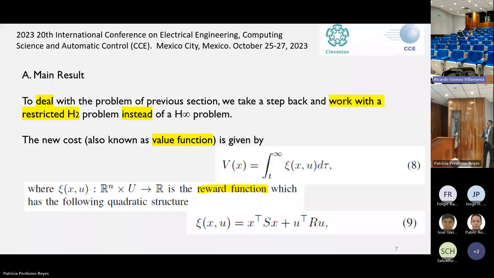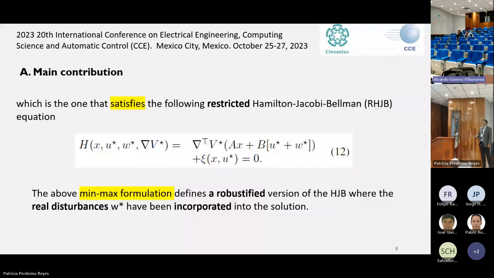If we want to solve a problem similar to robust control, but with the real perturbation included, then this Hamiltonian equation includes a term that depends on the state and the control input. The gradient of V, the optimal value function, is defined by this function, where once more we want to find the minimum control against the maximum perturbation. It's an integral.